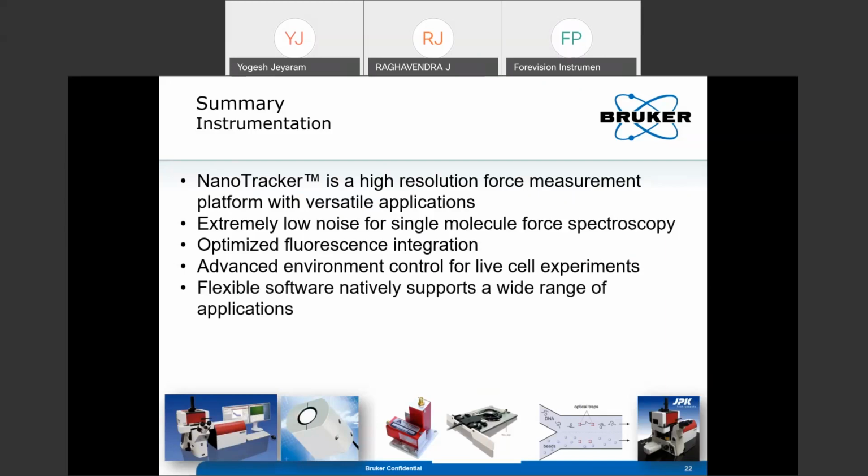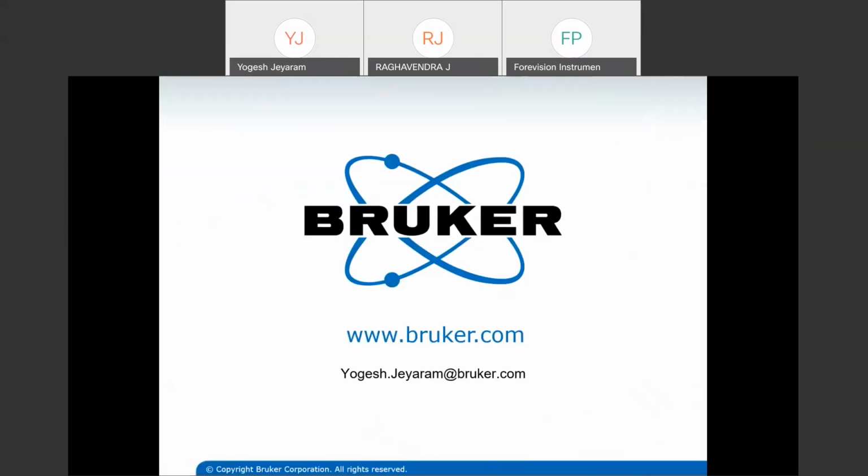It has very flexible software that natively supports a wide range of applications, and also gives users the flexibility to study or extract the data to do their own analysis.